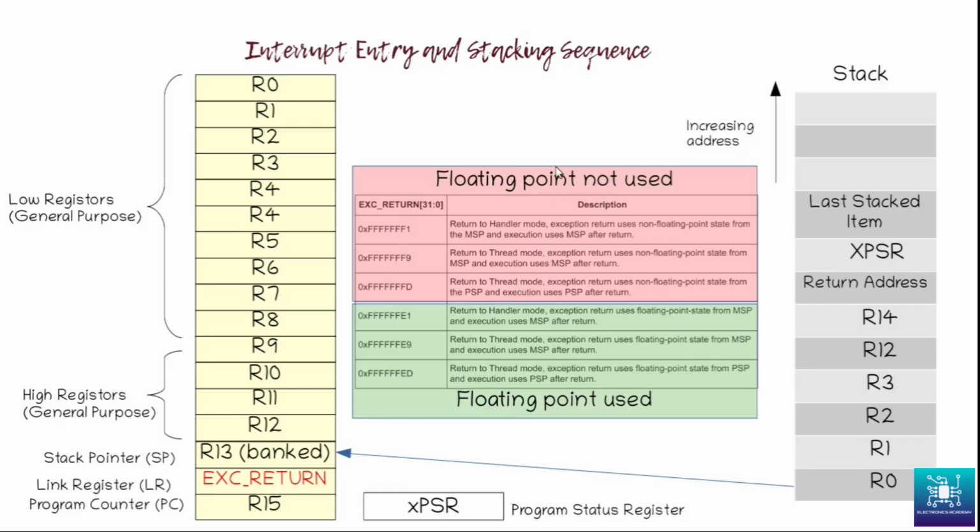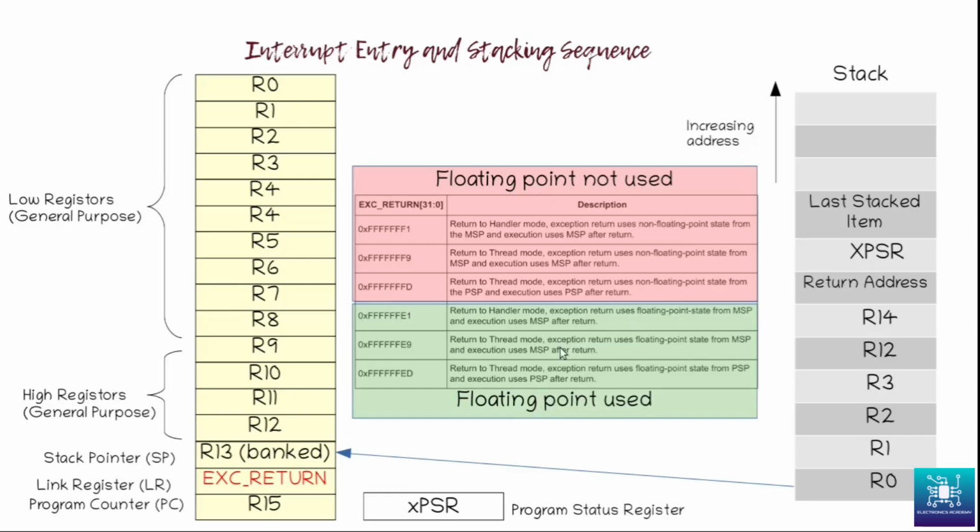The table is divided into 2 halves. The top half is when floating point is not used. So it may not be used due to lazy stacking, where the floating point unit is enabled but still not used. The other scenario could be that the floating point unit is not even enabled in hardware. In that case, these 3 values are going to be used. If the floating point unit is used, then the lower 3 values are going to be used.